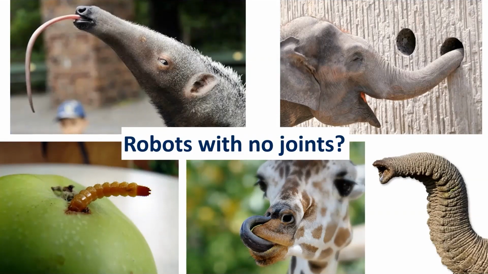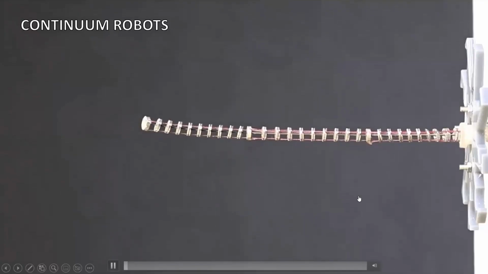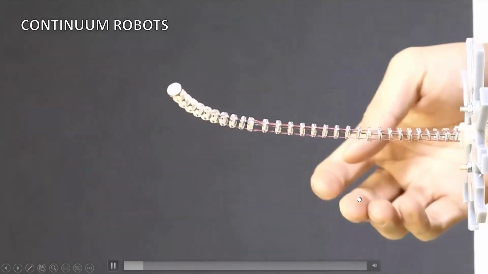arms. We can look into the animal kingdom, and look at elephant trunks or tongues of animals or worms, and ask the question, can we design robots that have no joints within the structure, and what would these robots look like, and what would be the applications that they can enable? And that's exactly what continuum robots try to do.